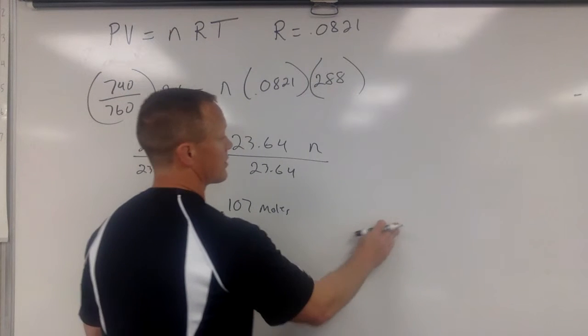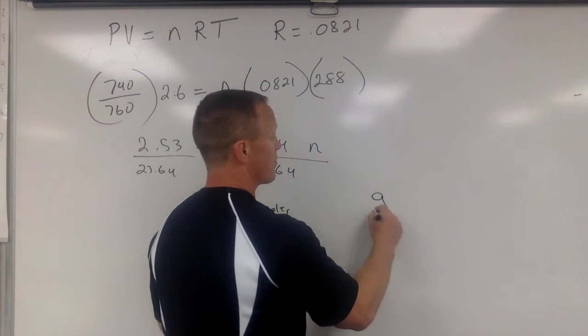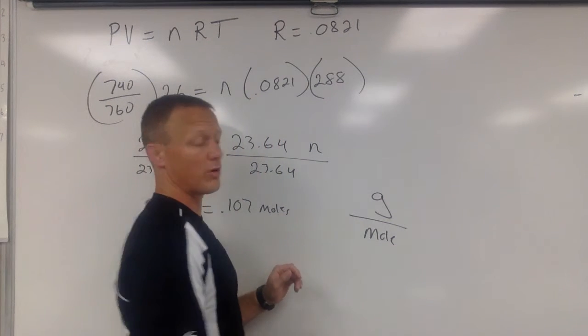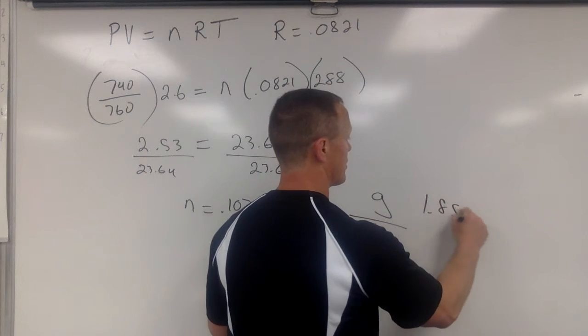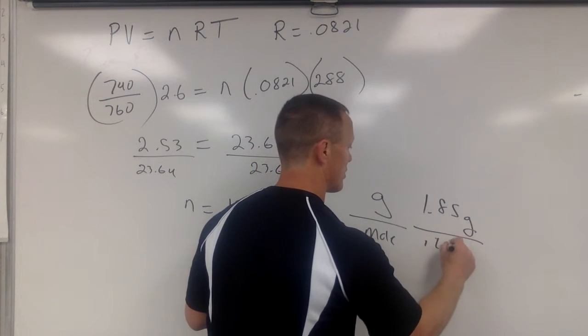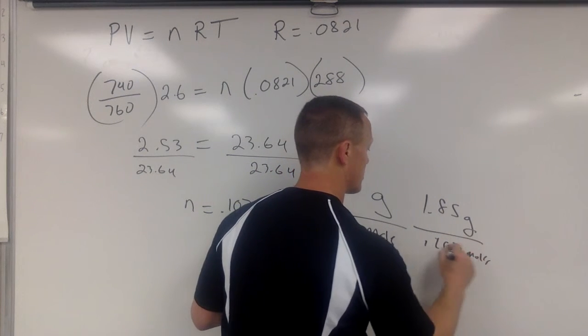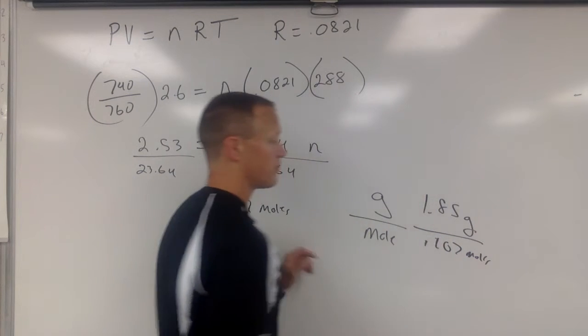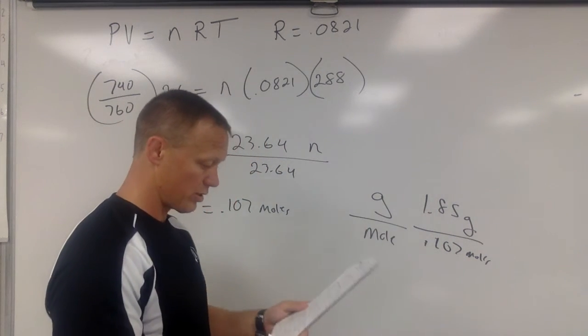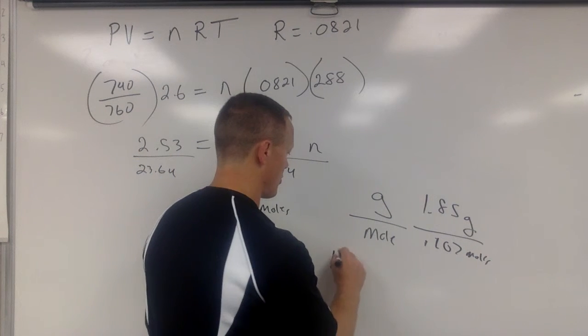So the molar mass is going to be our grams per mole. Well, the question tells us there's 1.85 grams. That's per 0.107 moles. So we can divide those two and get the molar mass. The molar mass of this compound is about 17.3.